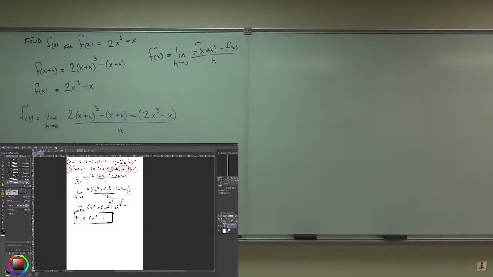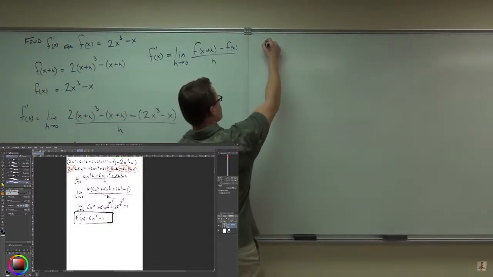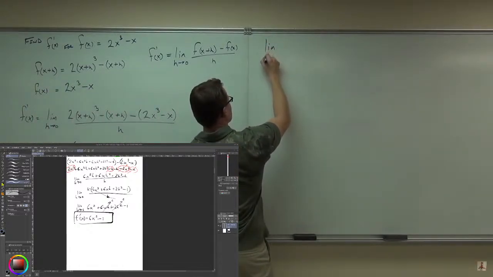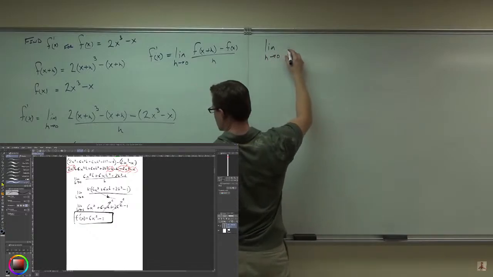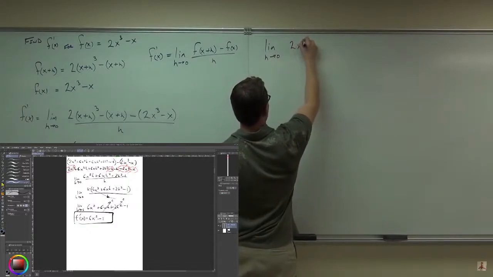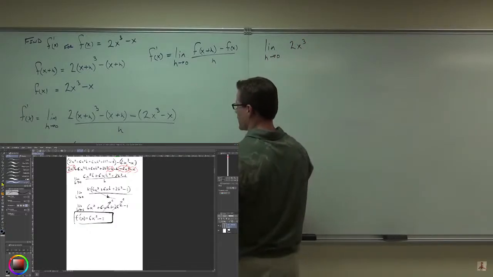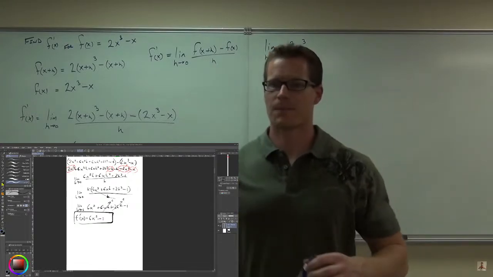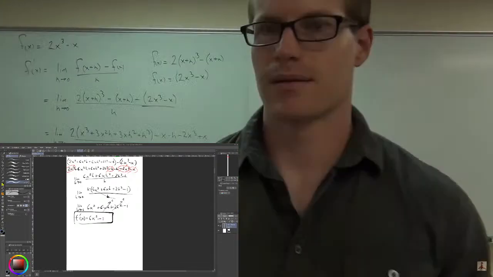Last little bit, if we distribute that 2x cubed, we'll do that next time. We'll go ahead and stop there. I'll talk about how to finish this up later.